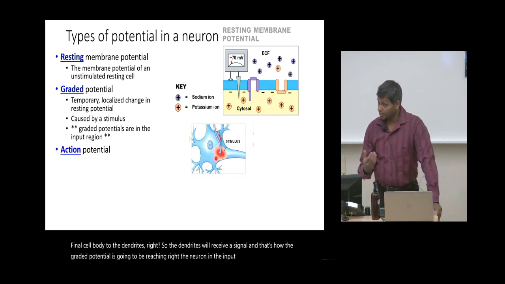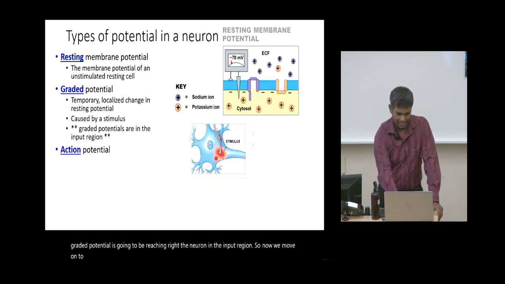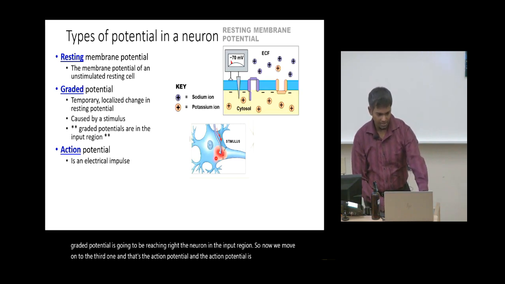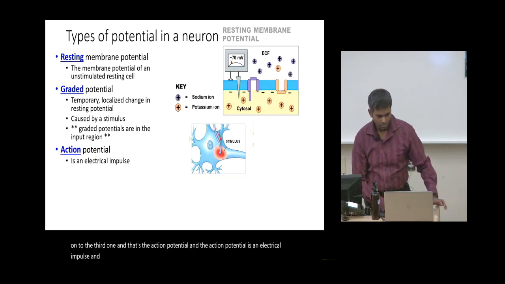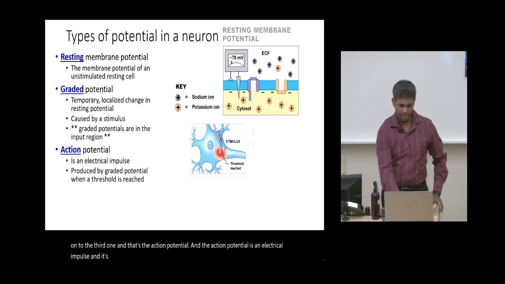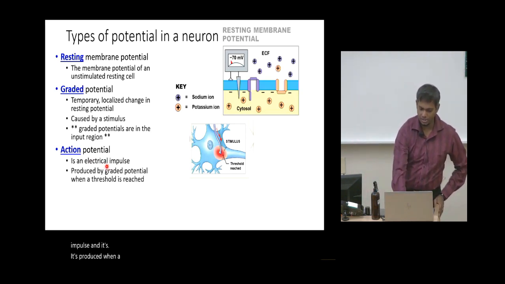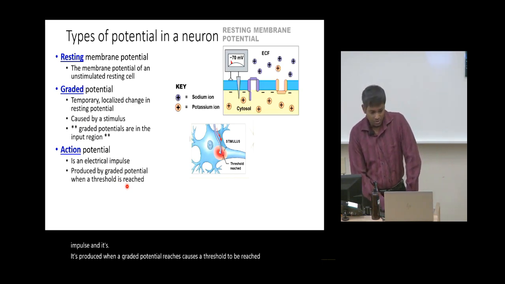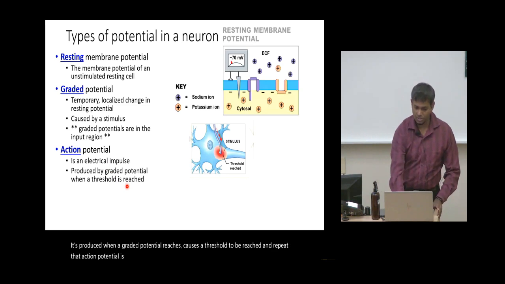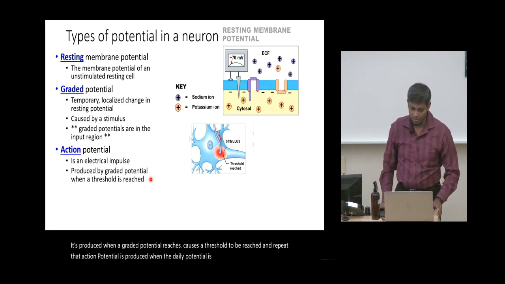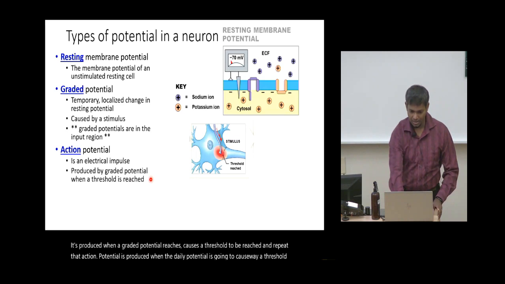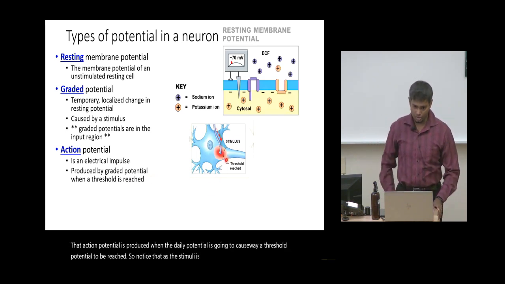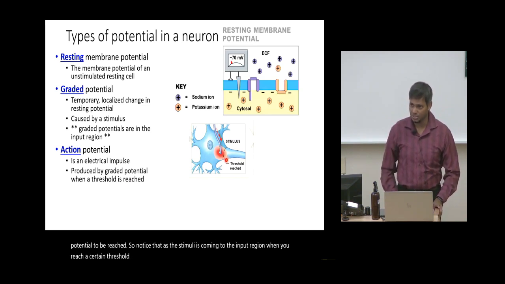So now we move on to the third one, and that's the action potential. The action potential is an electrical impulse, and it's produced when a graded potential causes a threshold to be reached. I repeat, an action potential is produced when the graded potential causes a threshold potential to be reached. So notice that as the stimulus is coming to the input region, when we reach a certain threshold, it will cause the action potential to be triggered.